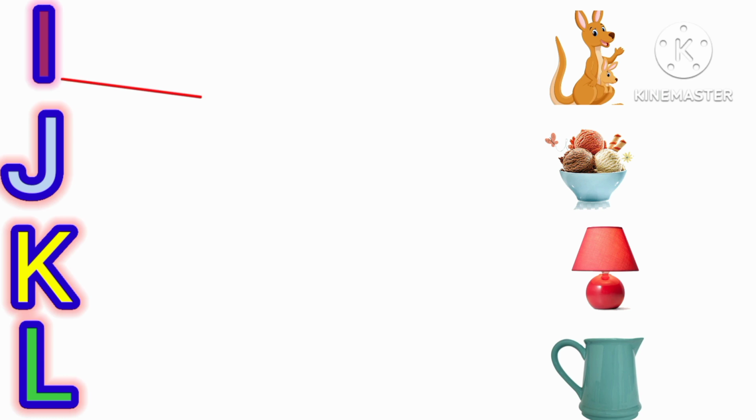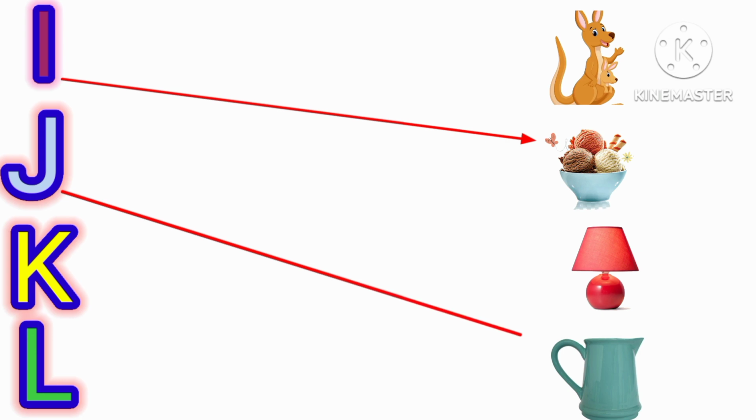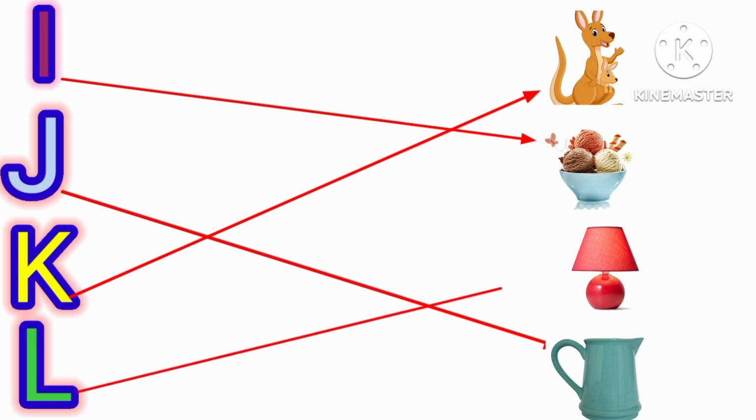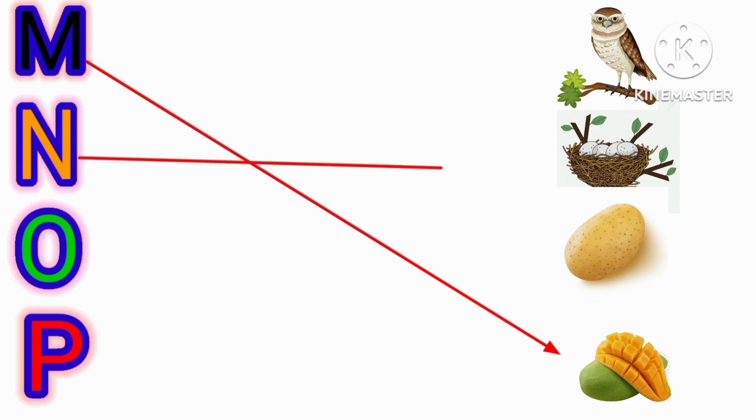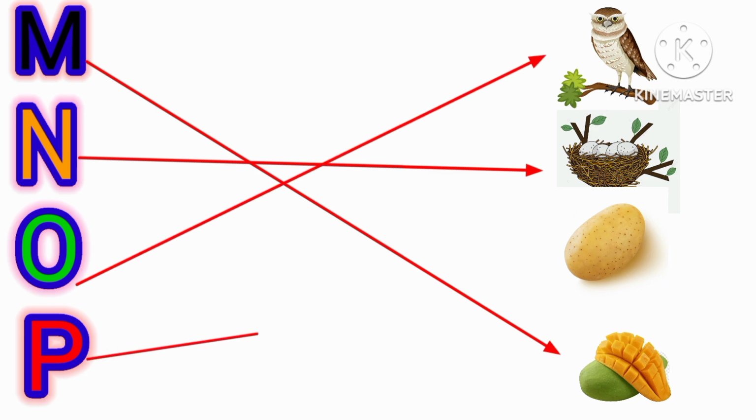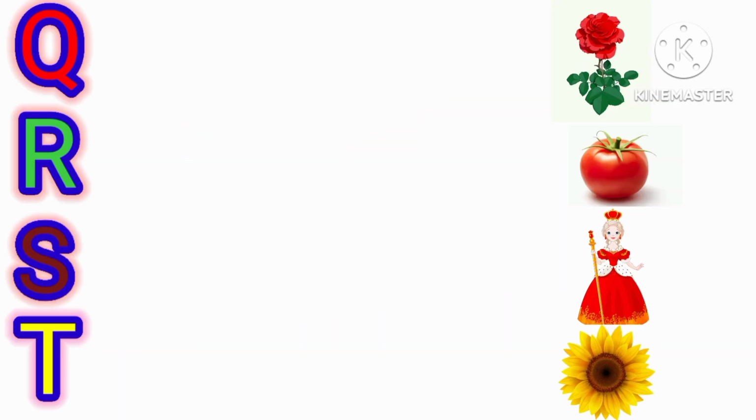I for ice cream. J for jug. K for kangaroo. L for lamp. M for mango. N for nest. O for owl. P for potato. Q for queen.